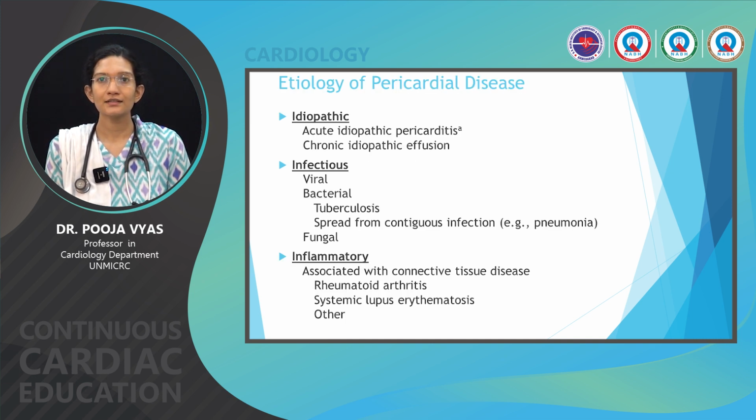Etiology of pericardial diseases. Pericardial disease can be idiopathic, which could be acute idiopathic pericarditis or chronic idiopathic effusion. It can be due to infectious disease: viral pericarditis, bacterial pericarditis, most commonly in our country tubercular pericardial involvement with pericardial effusion or constrictive pericarditis, other bacterial infections, and fungal infections. Pericardial disease can be inflammatory in origin, maybe due to connective tissue disorders like rheumatoid arthritis, SLE and others.